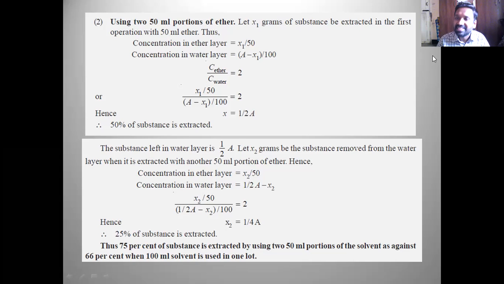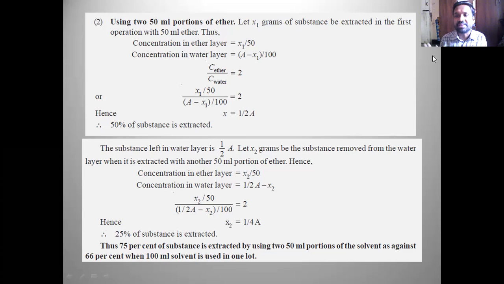This is the question. Theoretically speaking, you cannot get 100% A because every time you do the shaking, some amount of A will still be in water. That is what the distribution law is, right? Because it cannot be 100% solubility in one solvent and 0% solubility in another solvent. Some amount of A, maybe a very minute amount, will still be left in water. So theoretically, it is impossible to achieve 100% extraction.